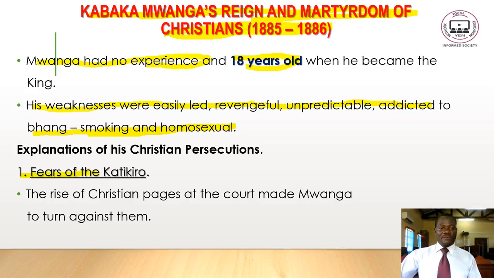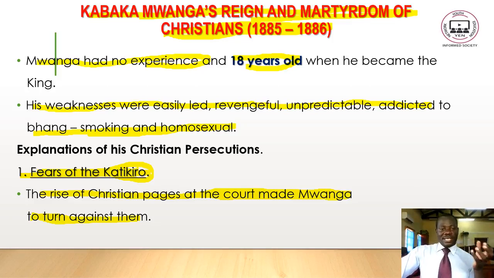Number one, fear of the Katikiro. The rise of the Christian pages at the court made Mwanga turn against them. Remember, those pages were being trained to be experts in different things, and the Katikiro, the prime minister, did not give Mwanga breathing space. He felt that these people knew more. As such, if he gave them a chance, they were going to take over his leadership.